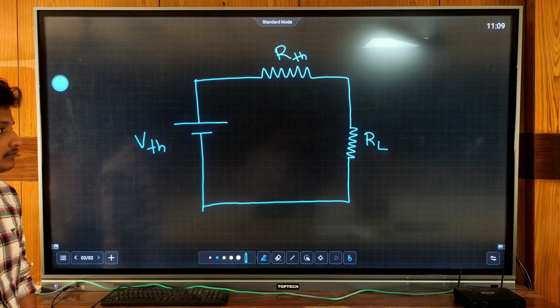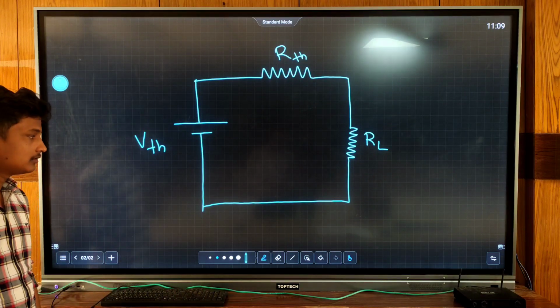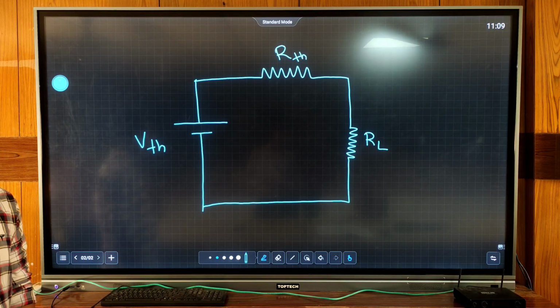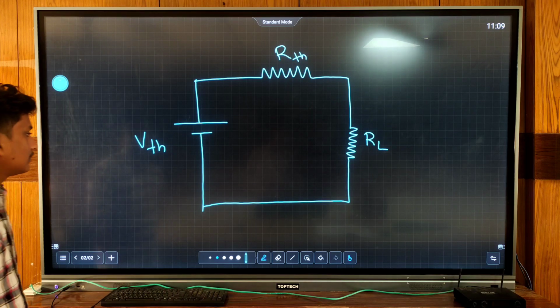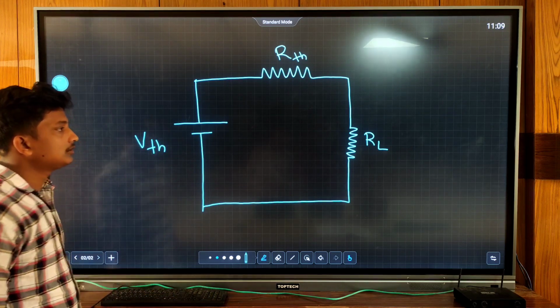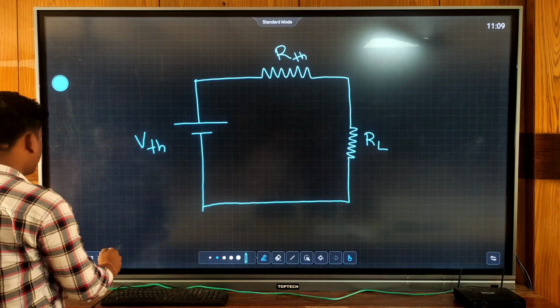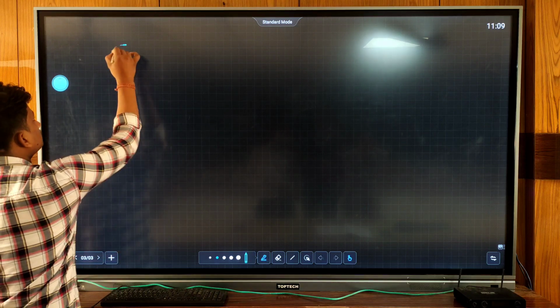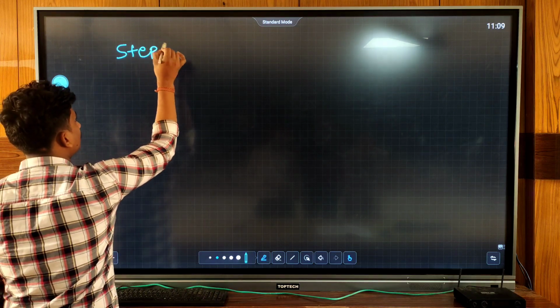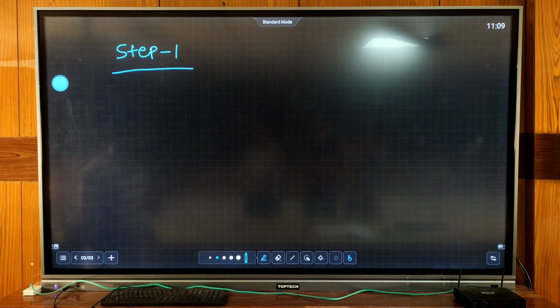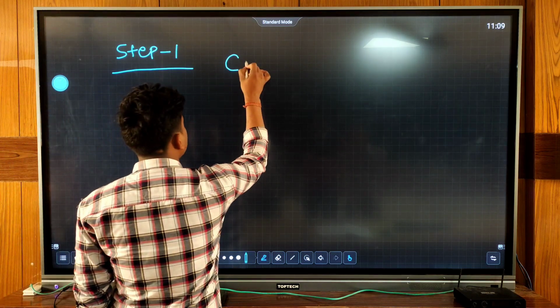First thing, when we calculate any branch current or voltage by using Thevenin's theorem, when we calculate VTH, the load resistor is removed. So there are 3 steps to calculate a current in or voltage across any load by using Thevenin's theorem. In step 1, first one is calculation of VTH.